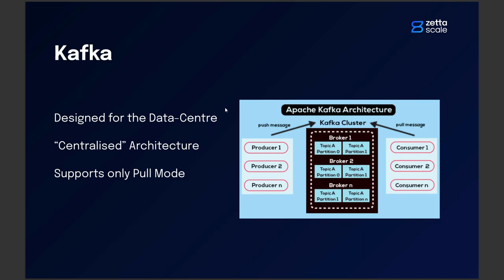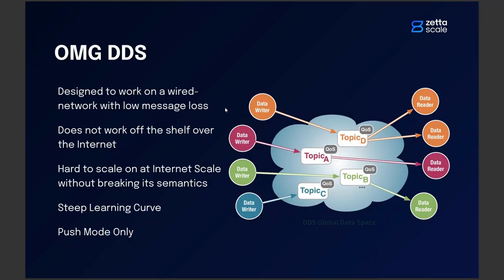On the other side, we have another famous one, Apache Kafka, which is very powerful, especially for data streaming services. But it's designed for a centralized architecture, so it requires several powerful servers for Kafka clusters, and those brokers handle the push messages coming from producers and the pull message requests from the consumers. But it only supports pull mode.